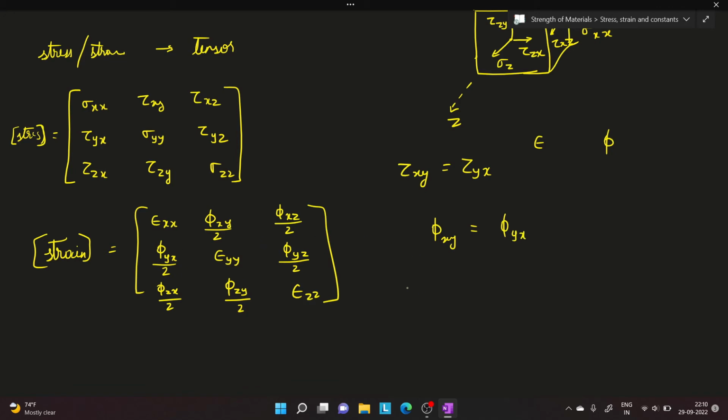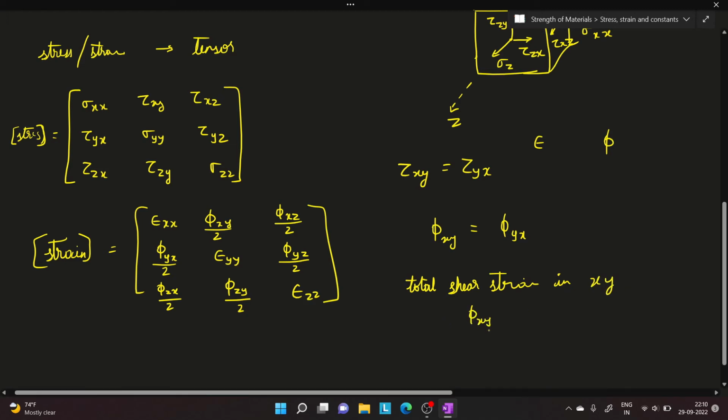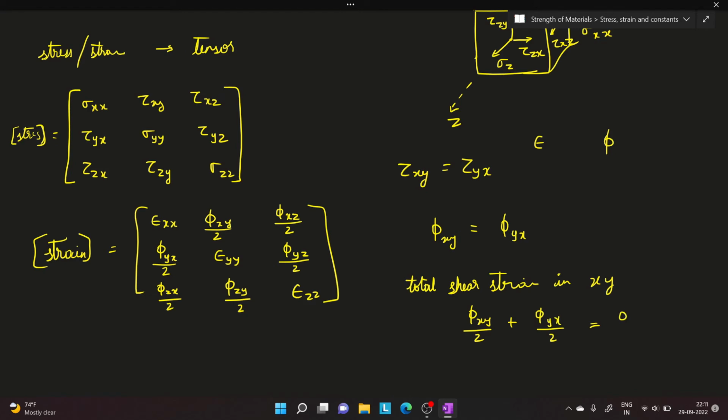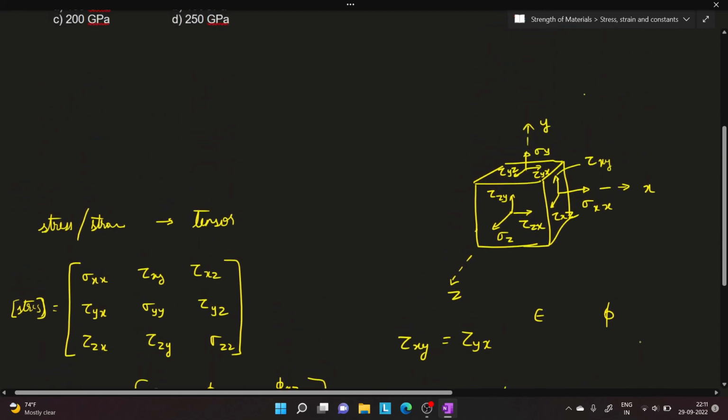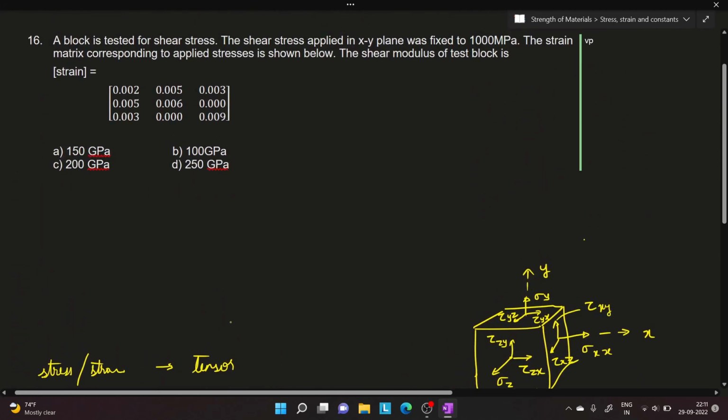So right, for a total shear strain, let me go with the xy plane. So in the xy plane I'm going to have phi xy by 2 plus phi yx by 2, so this is going to be phi xy, right? So this is going to be the total strain in the xy plane, similarly for the other planes as well. So with this knowledge, let me come back to my question.